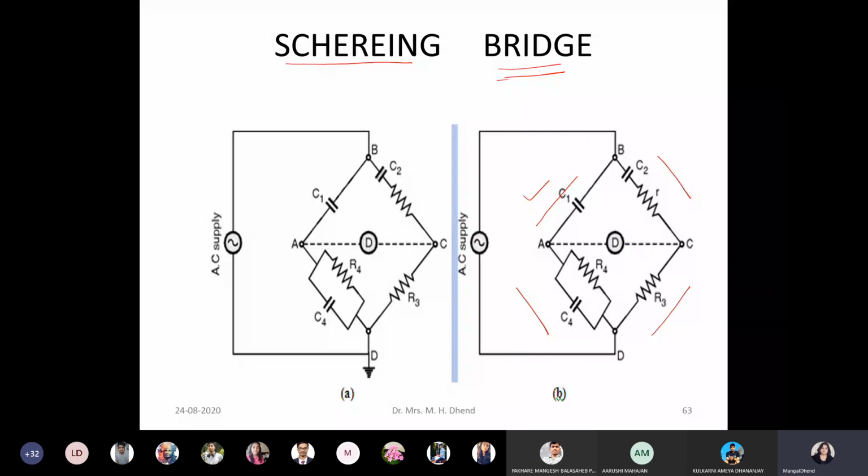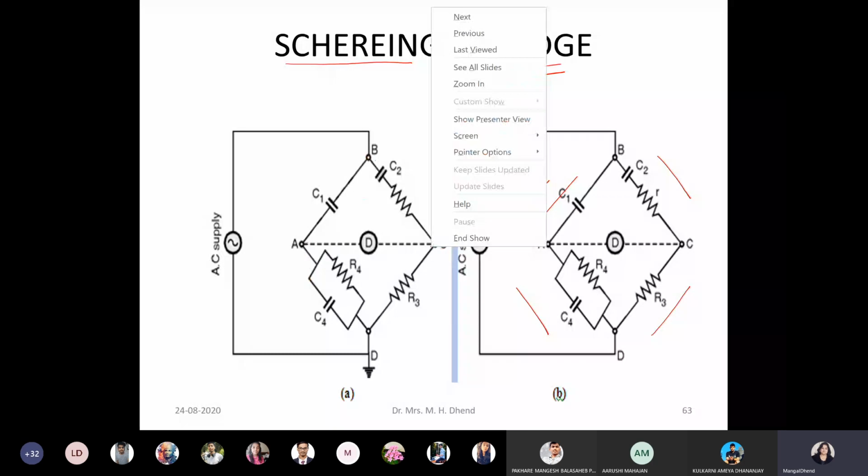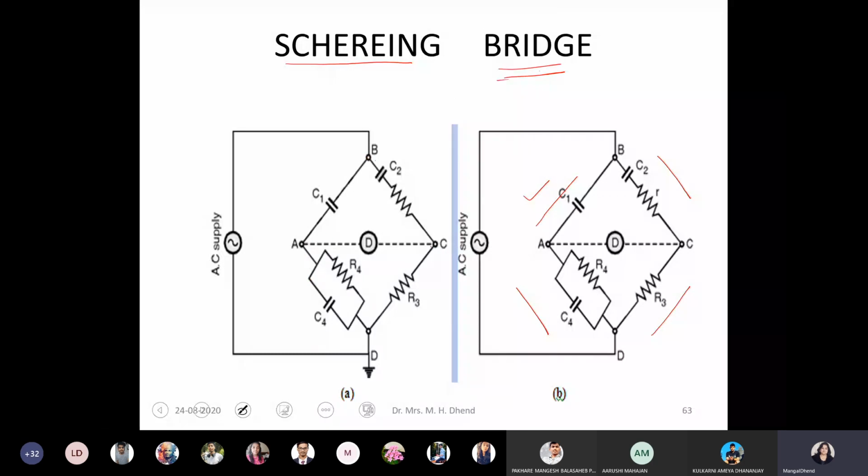So what is the principle of the bridge? The bridge has 4 arms. When the balance condition occurs, there will be no current passing through this detector. The voltage drop of arm AB and the voltage drop of AD will be equal, so VAD will be equal to VAB. There is no voltage drop between A and C, which means the voltage across AD will be equal to the voltage across DC.